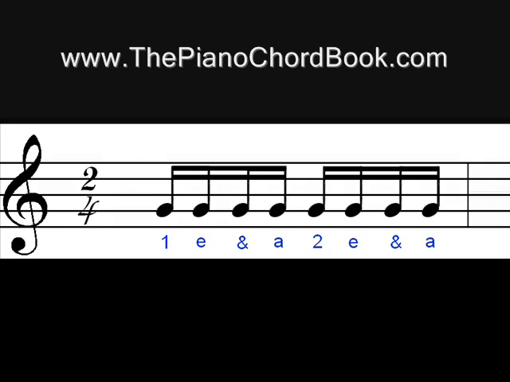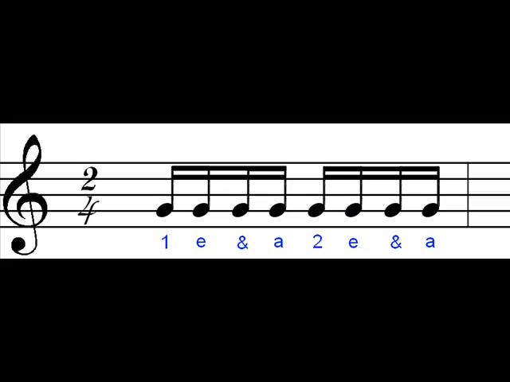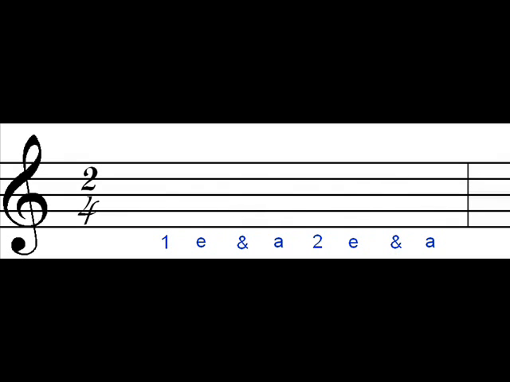Notice also that when we count the 16th notes, we have to add a syllable in between the 1 or the beat and the and. We're going to use "e" and so it'll be 1 e and 2 e and for each of the beats. So if we reintroduce our beat, it would sound like this. 1 e and 2 e and. So that's how you divide and count 16th notes. So now we have a whole note, half note, quarter note, eighth note, and 16th note.